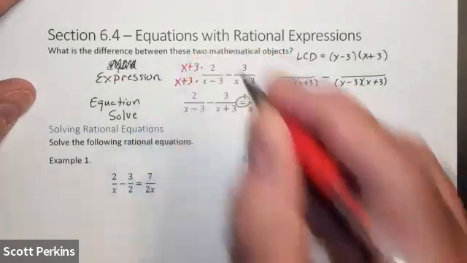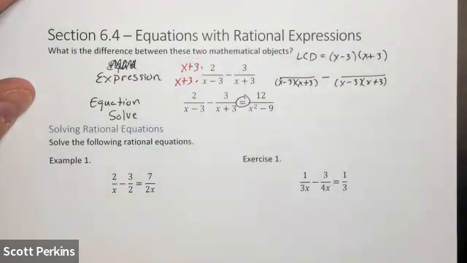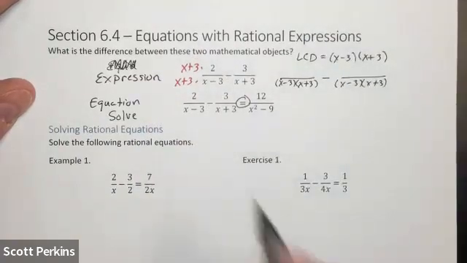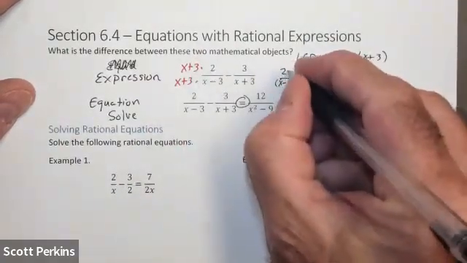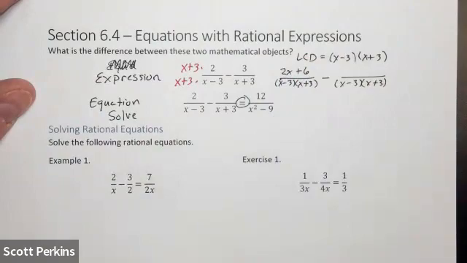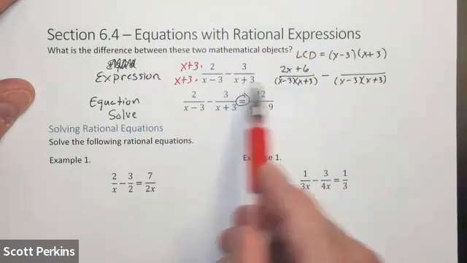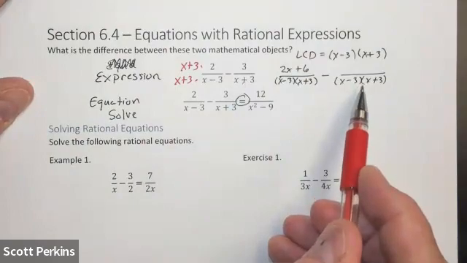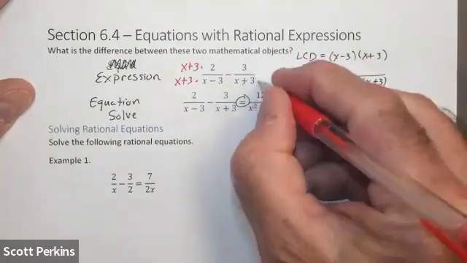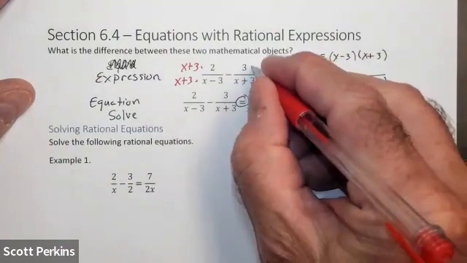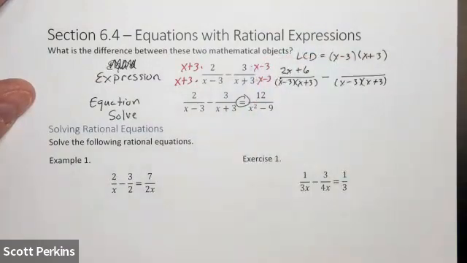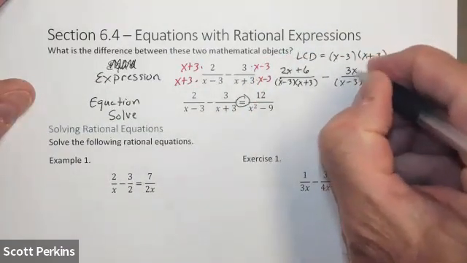Using a different color so that we distinguish what I am doing to this problem. And I'm going to distribute, and when we do that, we've got 2x plus 6. And then the second fraction, what's missing from this denominator to make it into the common denominator? Yeah, just the other thing, the x minus 3. So I'm going to multiply by that. And then I get 3x minus 9.